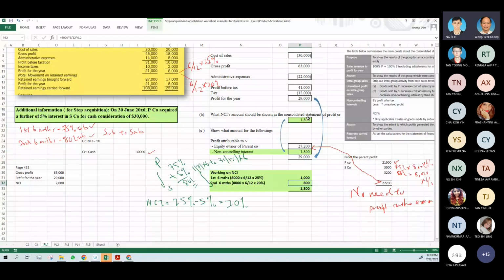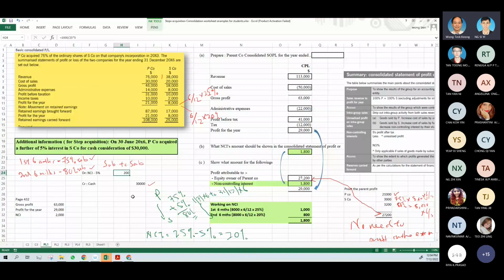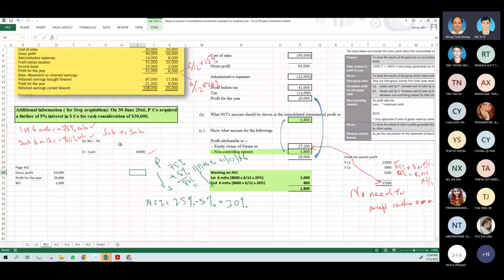Now you see the 5% of the NCI is how much? We know up to here is 1,000 for 25%. So divide by 25 times 5, 200. So this is NCI at the beginning. We wanted to do this because they haven't given you the value. The NCI at acquisition is not given, so you can't compute the 5% directly.